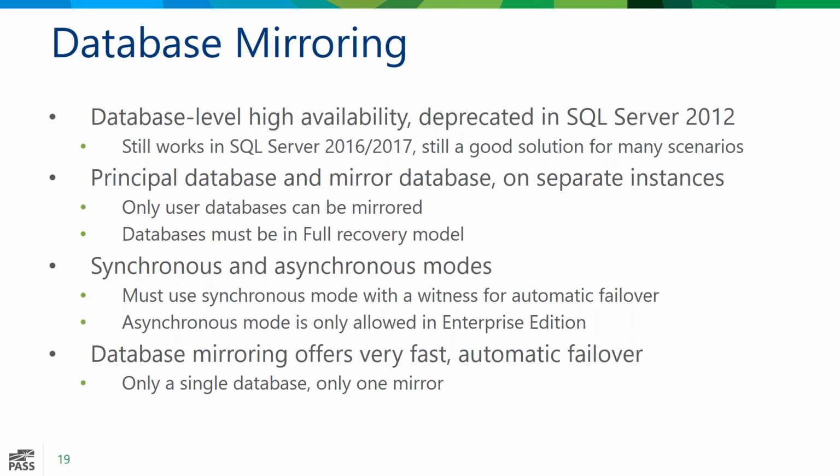And if you want to have automatic failover with this, you have to use synchronous mode with a witness instance to get automatic failover. And you can use asynchronous mirroring in Enterprise Edition. And the reason you might want to use asynchronous mirroring is if you have to mirror between instances that are far away from each other geographically, and you're worried about the network latency. Of course, with asynchronous mirroring, there's some possibility of data loss.